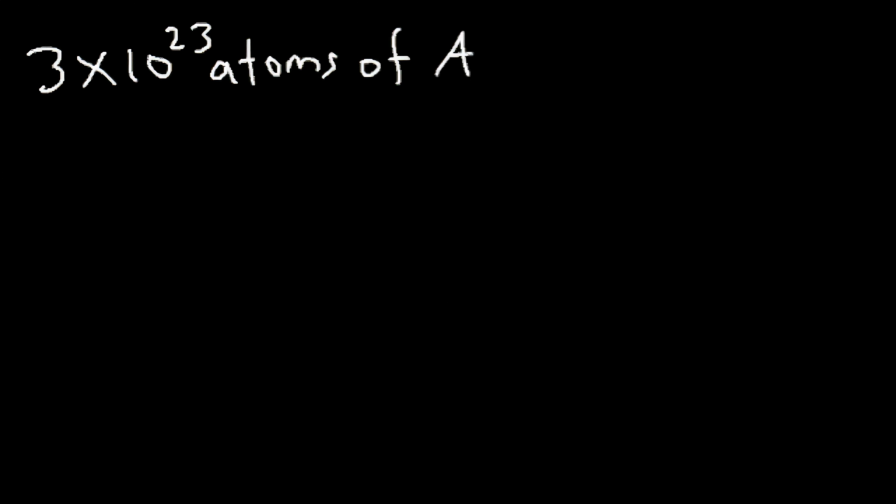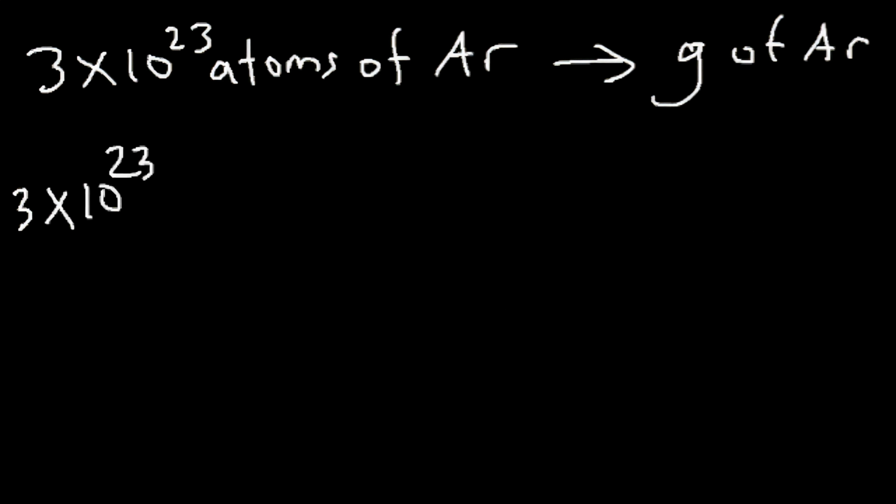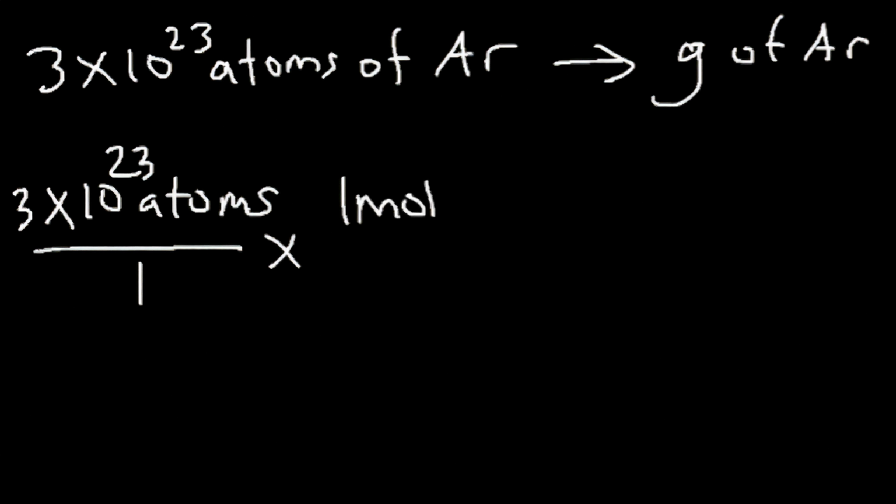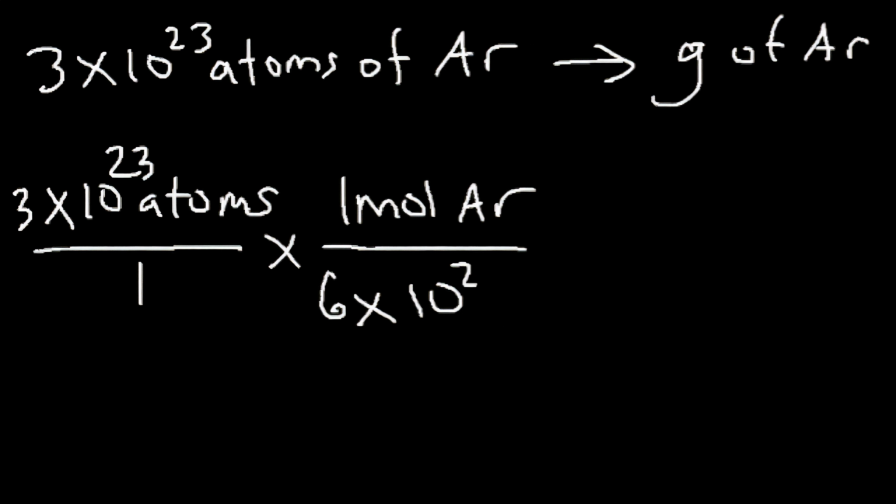Now let's say if you have 3 times 10 to the 23 atoms of argon. And let's say you want to convert that to grams of argon. Try that example. So first, we need to convert atoms into moles. And we can use Avogadro's number. So 1 mole of argon atoms is equal to 6 times 10 to the 23 atoms. So the unit atoms cancel, and now we can go from moles to grams.